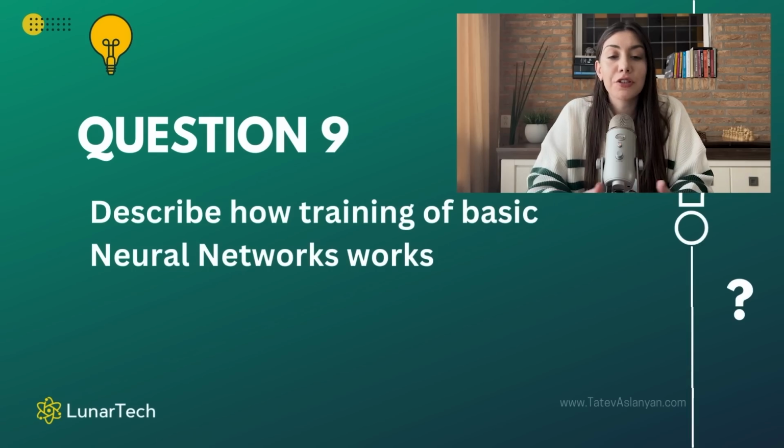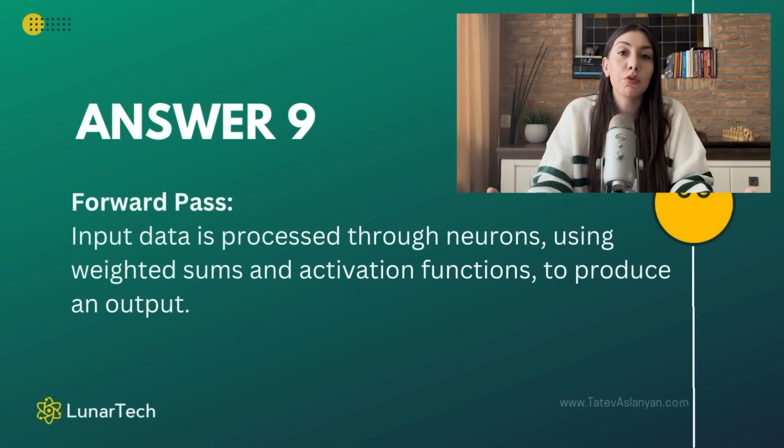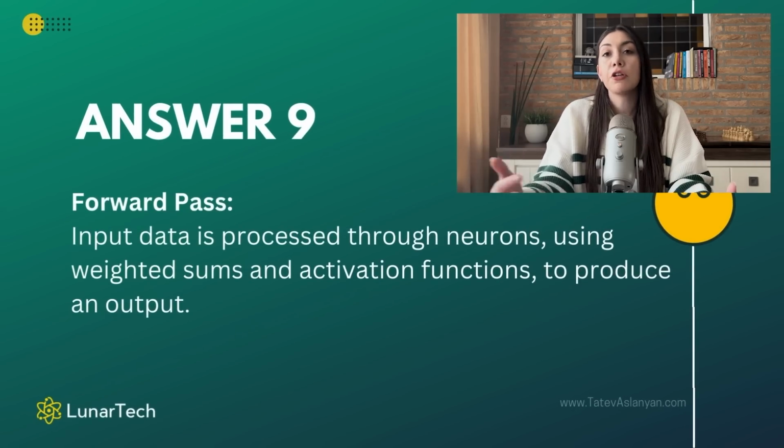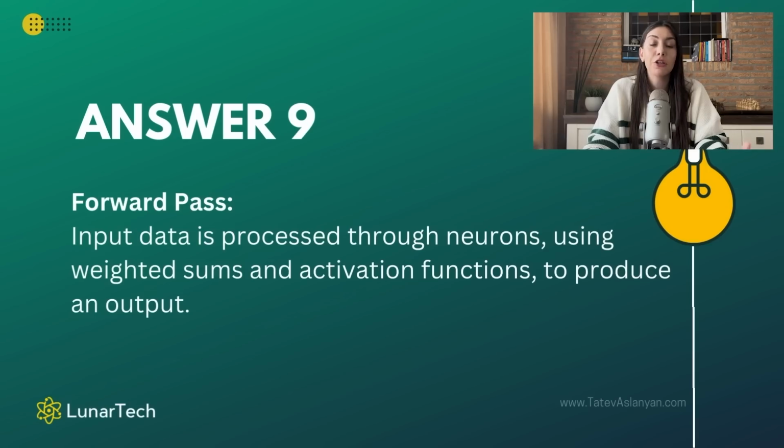The next question is, describe how training of basic neural networks works. In this case, your interviewer wants to know whether you know the idea of a forward pass, backward pass, what backpropagation is, how these processes are connected to each other, and how neural networks utilize these layers in order to learn complex patterns in your data.